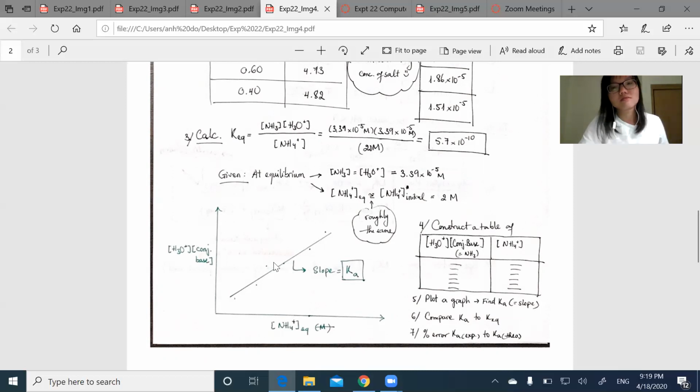So just plot it, find the slope, and then compare your Ka to the calculated Keq, and compare the percent error of your Ka to the theoretical Ka. Just Google the Ka for your salt. For example, it's ammonium nitrate, so I'll Google that and then find the percent error between the 2 values.